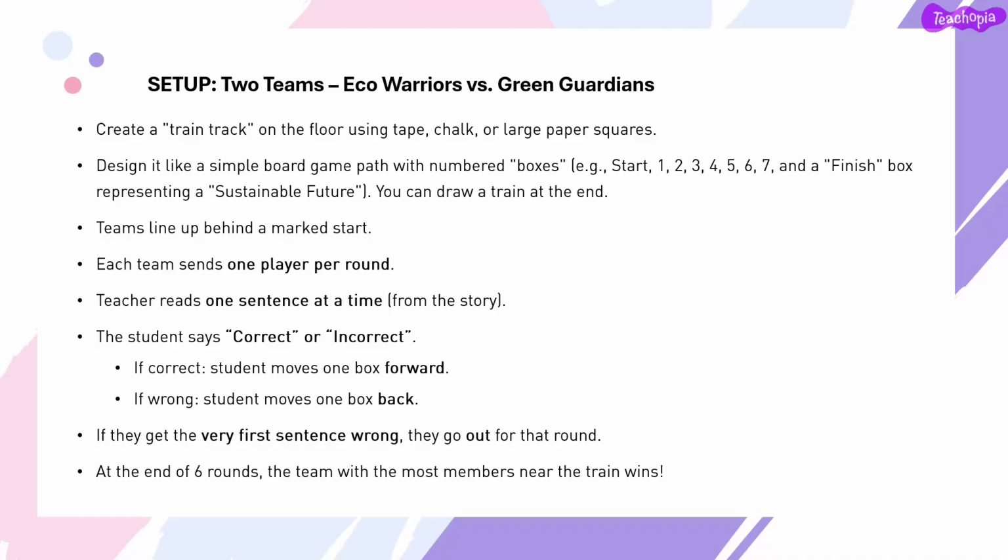Teams line up behind a marked start. Each team sends one player per round. Teacher reads one sentence at a time from the story. The student says correct or incorrect. If correct, student moves one box forward. If wrong, student moves one box back. And if they get the very first sentence wrong, they go out for that round. At the end of 6 rounds, the team with the most members near the train wins.